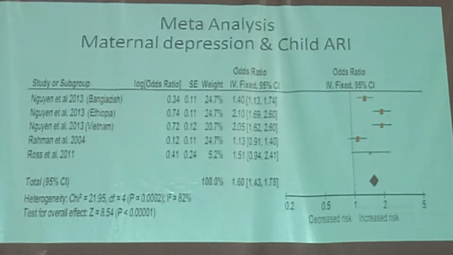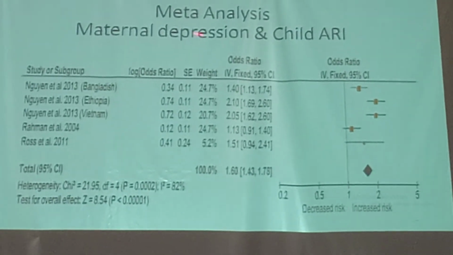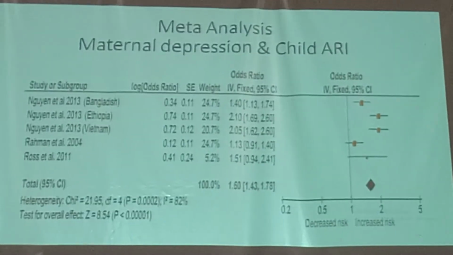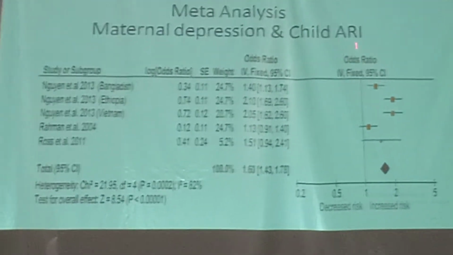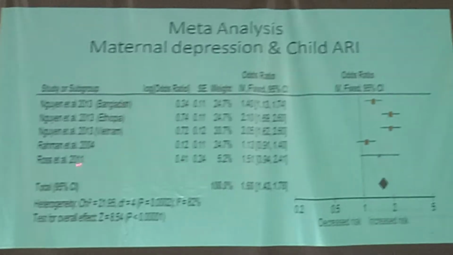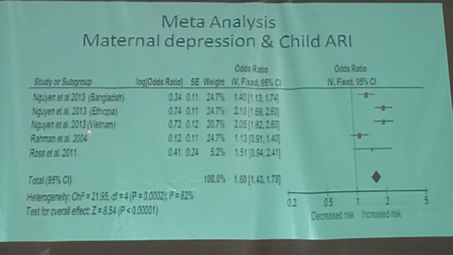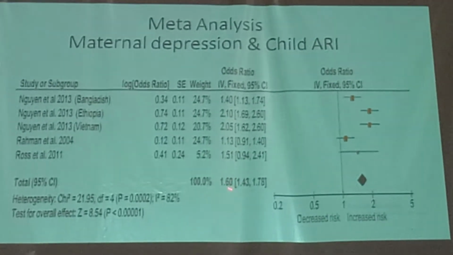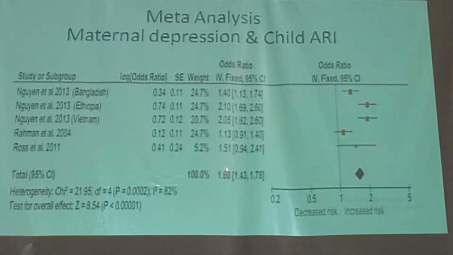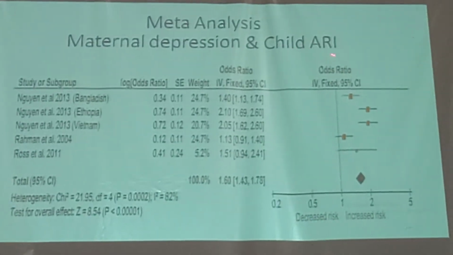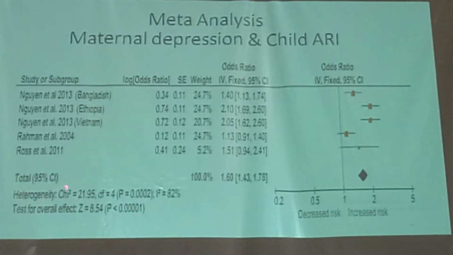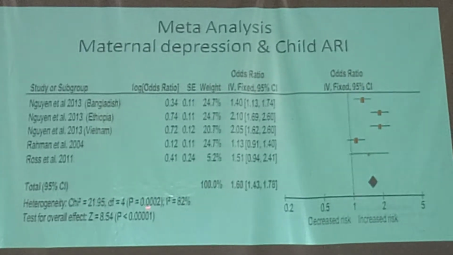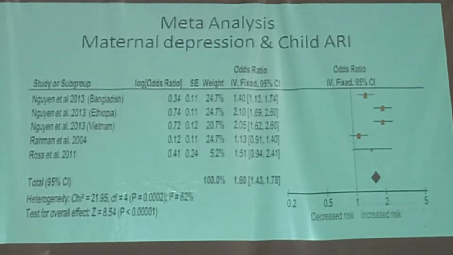When we look at the first plot of the meta-analysis about maternal depression and child ARI, the relationship between maternal depression and child ARI included around 5 studies, and the pooled result showed a moderate but statistically significant relationship between maternal depression and child ARI. And we can notice that substantial heterogeneity across the studies was noted.